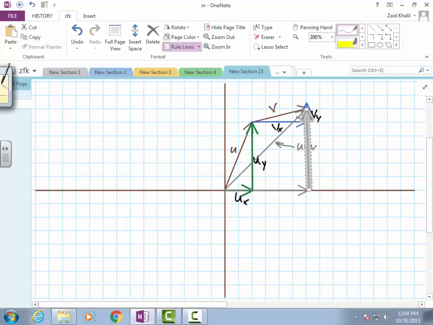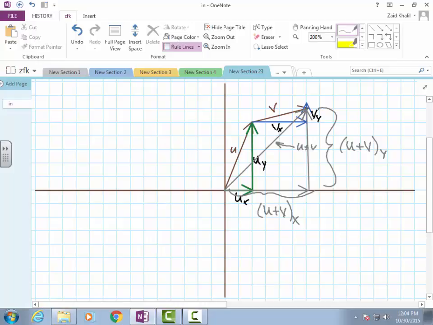And notice, what is this vector? This vector, and you have to be a little careful with your notation. That vector is u plus v, comma x. And that vector is u plus v, comma y. In other words, that vector is u plus v in the x direction, and this vector is u plus v in the y direction.